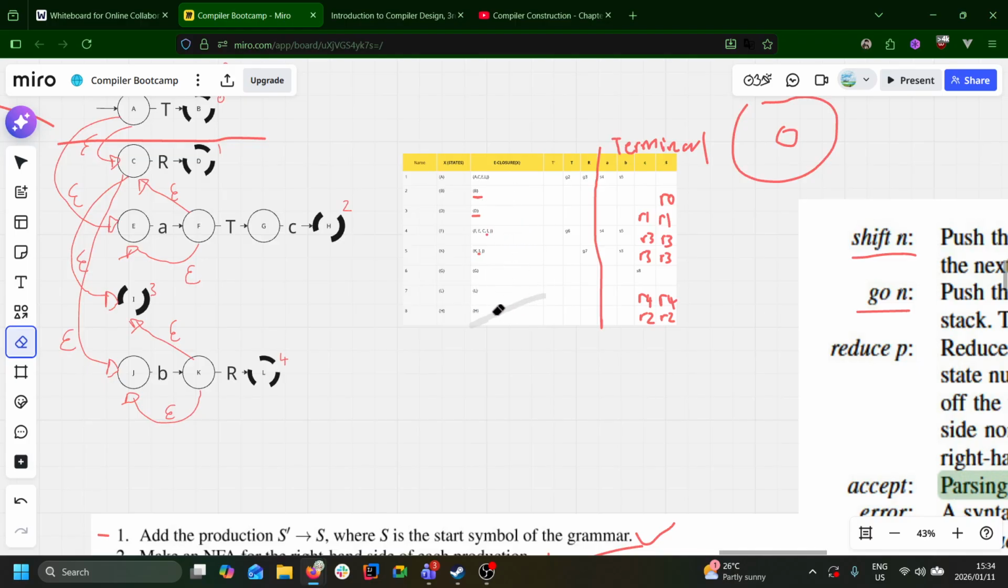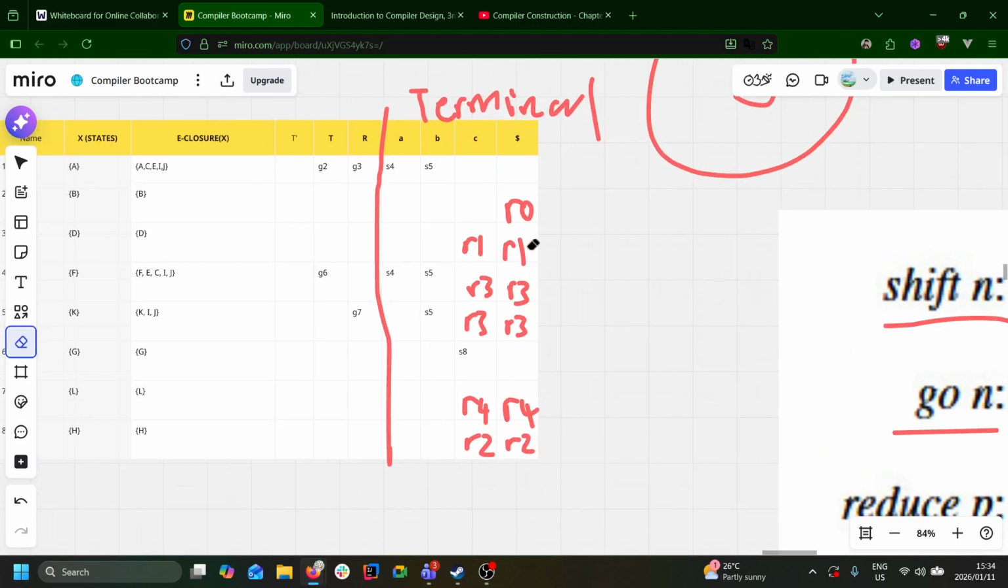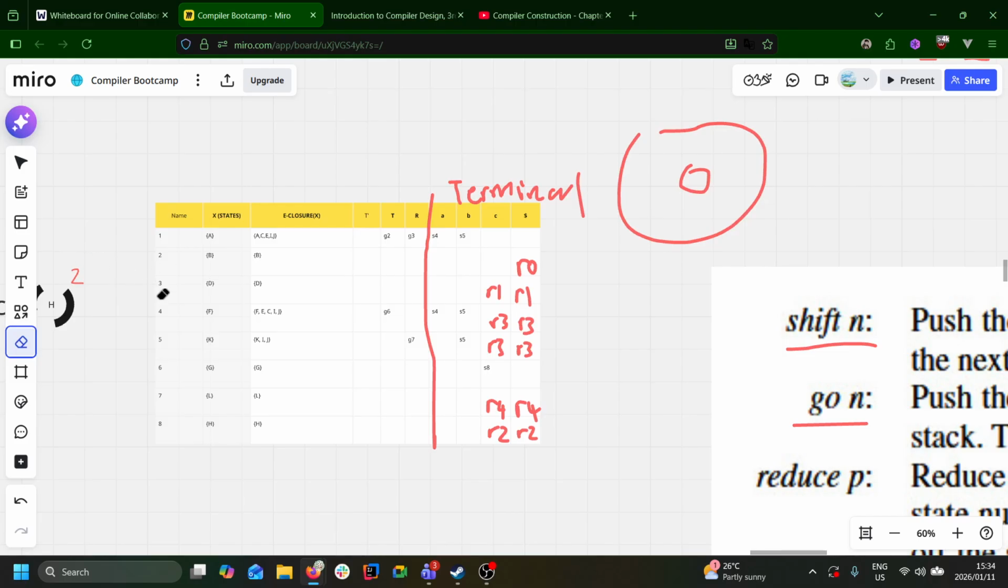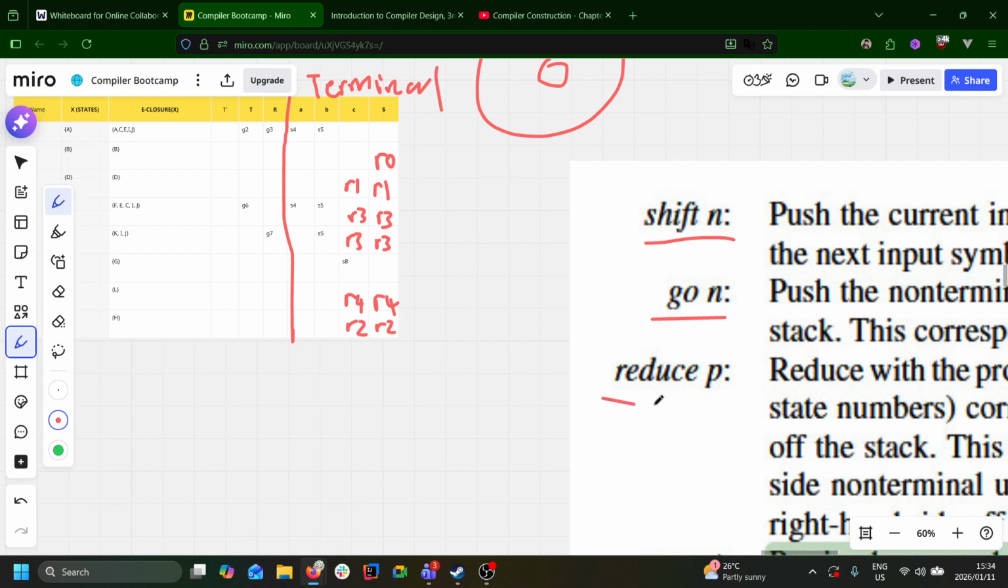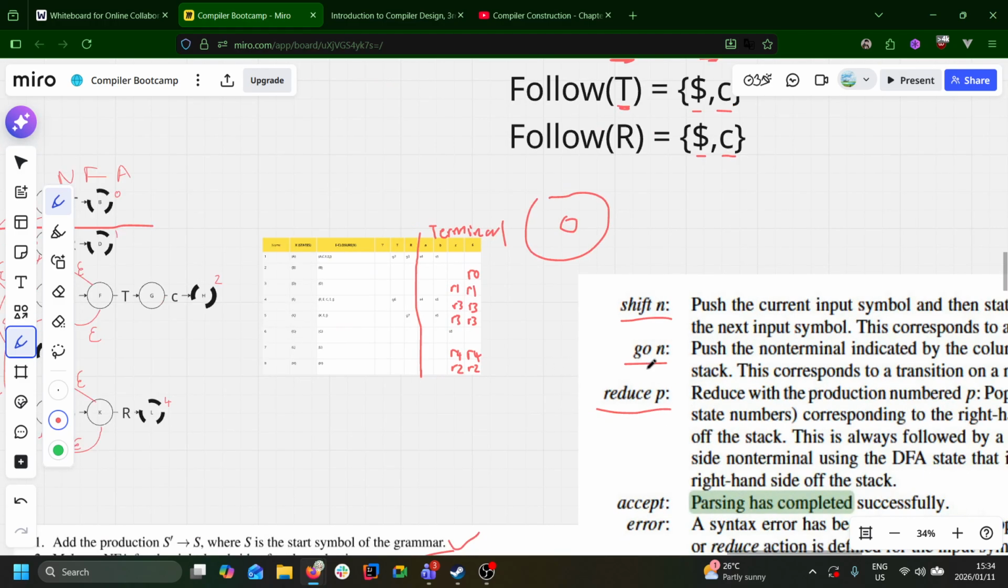So yeah, this is just for us to reference. That's how you do it. That's how you add the reduce rules. So you first calculate the follow set. Then at the beginning, when you made your NFA state, you labeled the accept states, and that's when we use them now. So that's how you add your reduce. Any questions so far on how to get shift, go, and reduce?